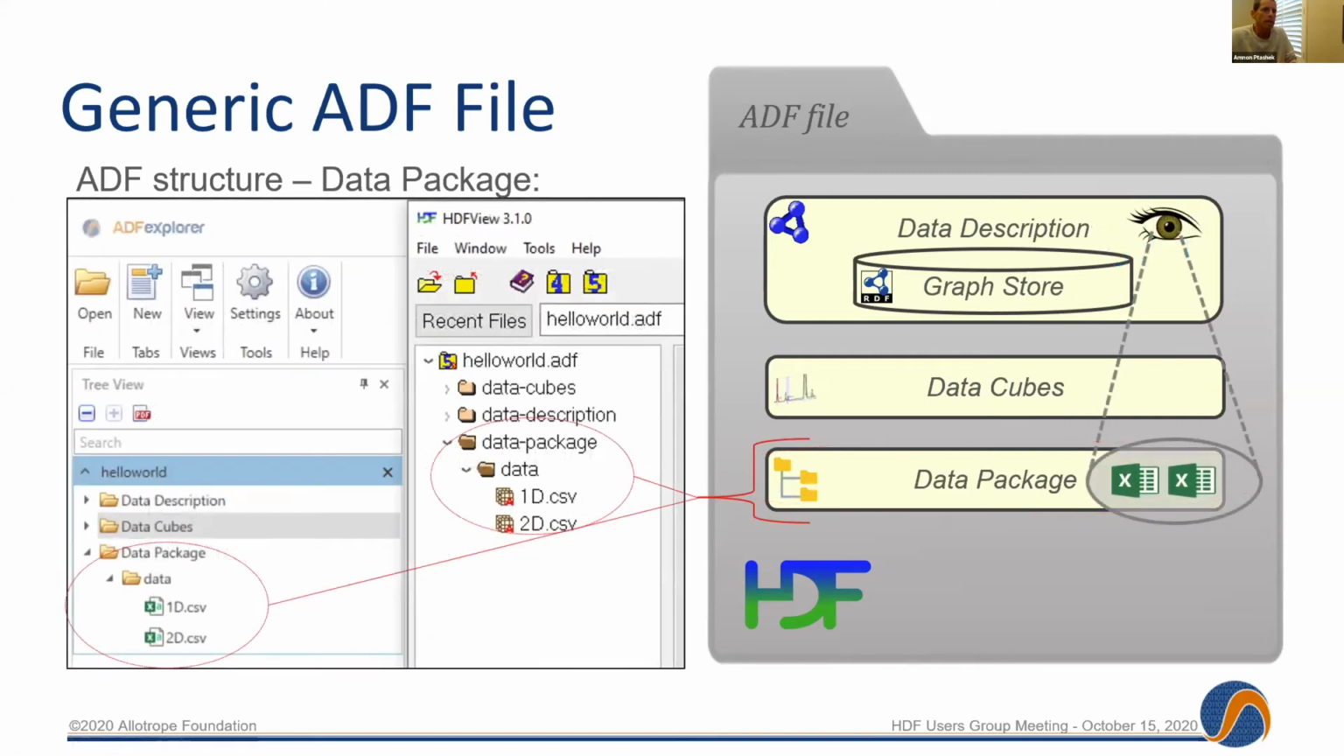We see an example, again with the HDF viewer and the ADF Explorer, of two Excel spreadsheets that are stored in the data package. You see how the data folder and the files, those spreadsheets, are viewed in the HDF viewer and in the ADF Explorer. Until now, everything is very similar.